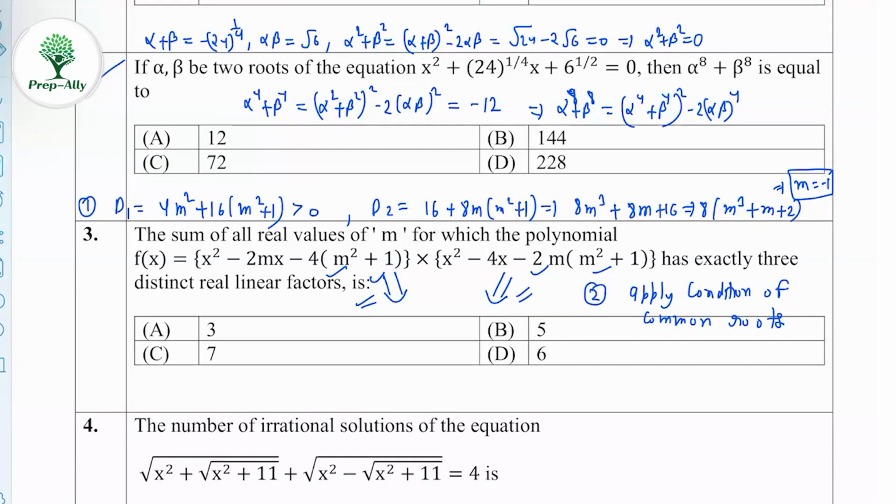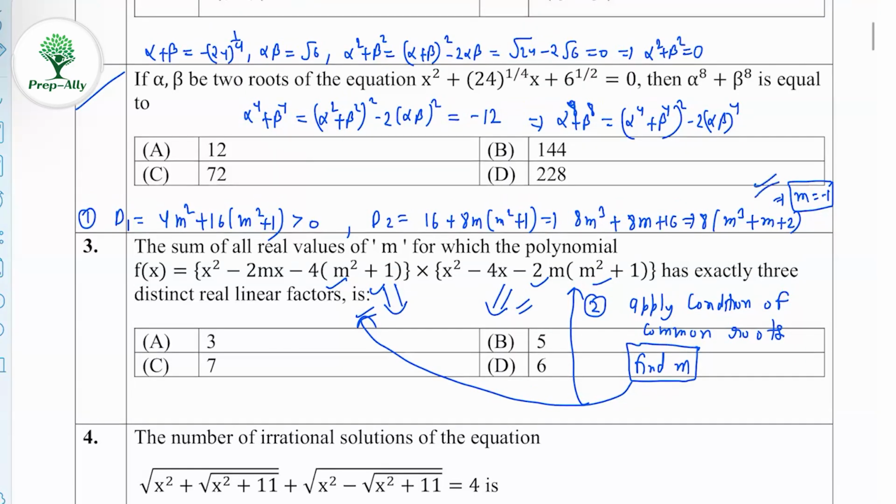With the help of that, you have to find m. Now that value of m, you have to substitute again and you have to check whether you are getting three distinct linear factors or not. Okay, so two cases you have to take. First case I already solved, when m is minus 1. So whether you are getting three linear factors or not. Second, when there is a common root.